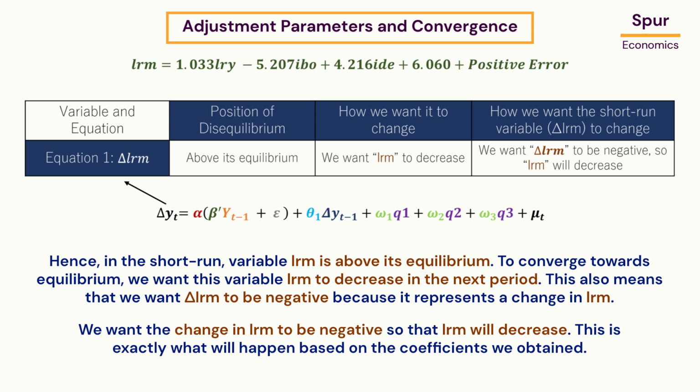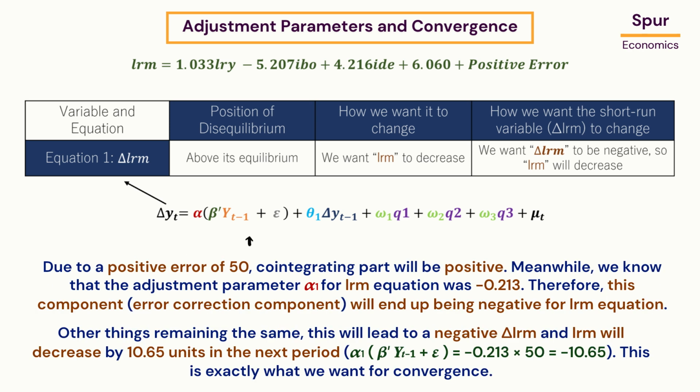This is exactly what will happen based on the coefficients we obtained. Due to a positive error of 50, cointegrating part will be positive. We know that the adjustment parameter alpha1 for LRM equation was minus 0.213. Therefore, this component will end up being negative for LRM equation. Other things remaining the same, this will lead to a negative delta LRM and LRM will decrease by 10.65 units in the next period. This is exactly what we want for convergence.